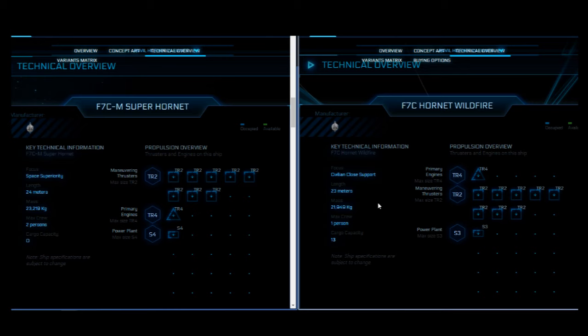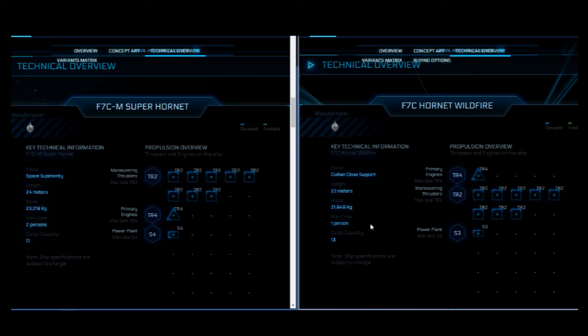The mass is also different, and also the max crew is 2 persons in the Super Hornet for the turret and 1 person in the Hornet Wildfire. Also, note that the cargo capacity is 0 in the Super Hornet, and the Hornet Wildfire is 13. So it looks like you can put cargo in, similar to the other variants of the Hornets, mainly the F7.